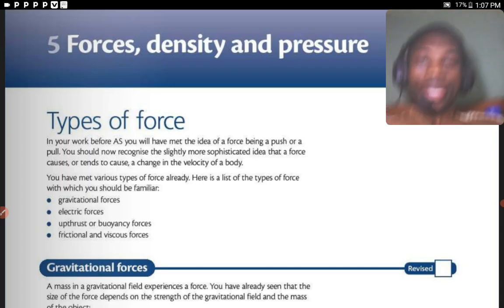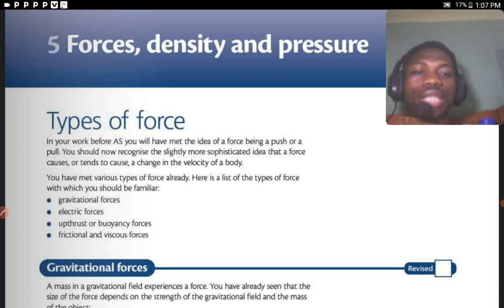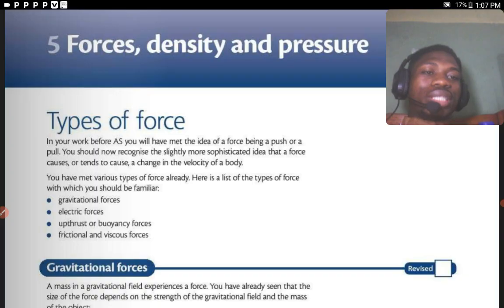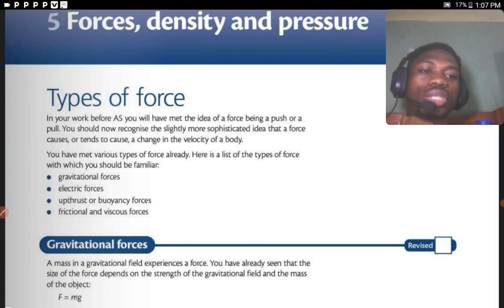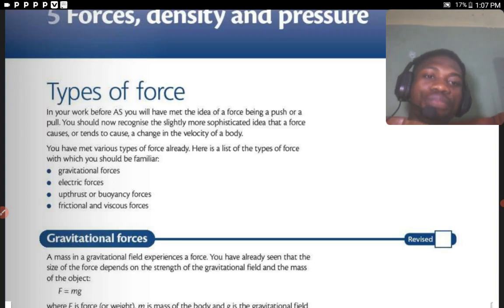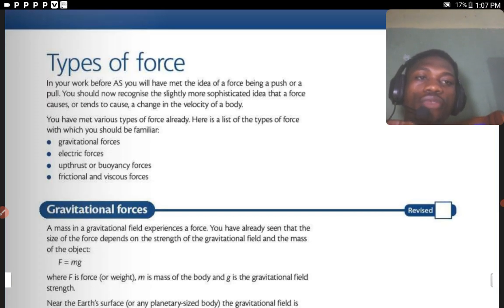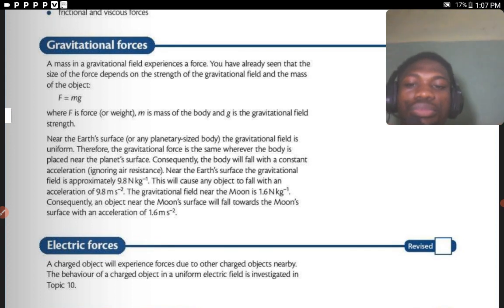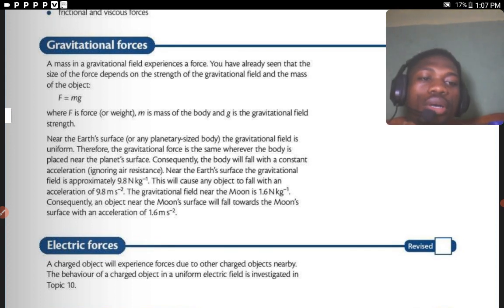Consequently, we will now look at some examples of forces. We have the gravitational force, electrostatic force or electric force. We have the air resistance force, which is also known as the drag force. Then we have upthrust, also known as the buoyancy force. Then frictional force and viscous forces. These are some examples of forces.